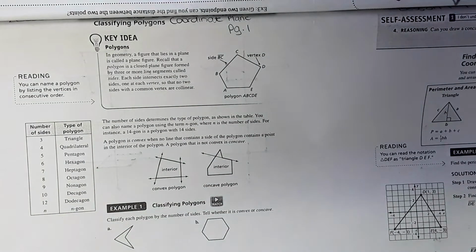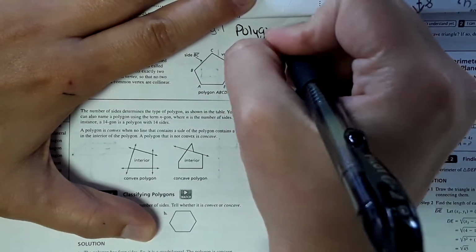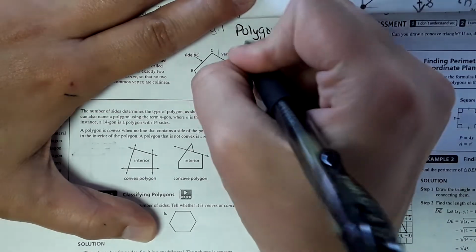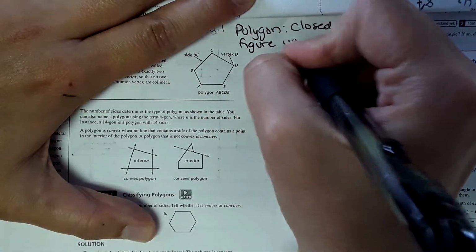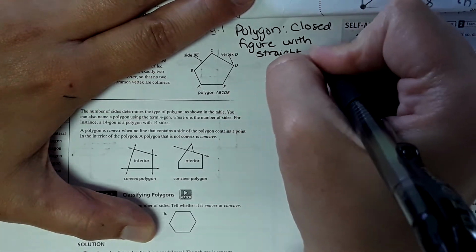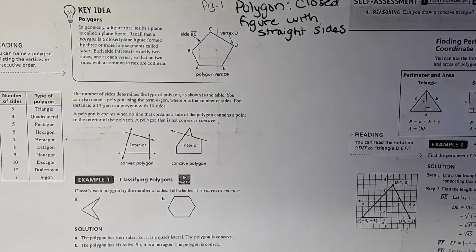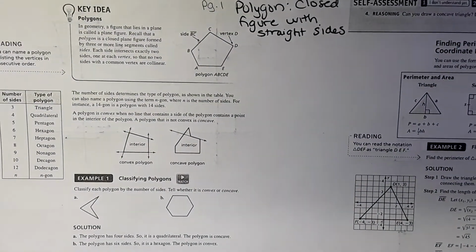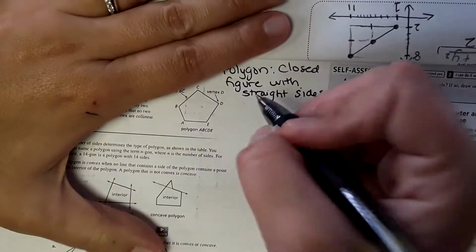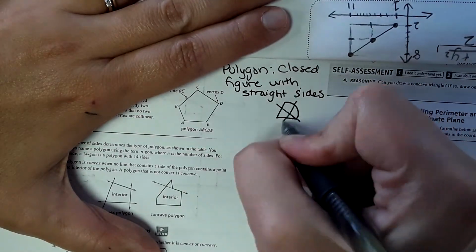Okay, so we're going to start with classifying a polygon. A polygon is a closed figure with all straight sides. So polygon by definition, closed figure with straight sides. So a circle is not a polygon. Or another non-example would be like if you have two straight sides and then a curved edge, that would not be a polygon.